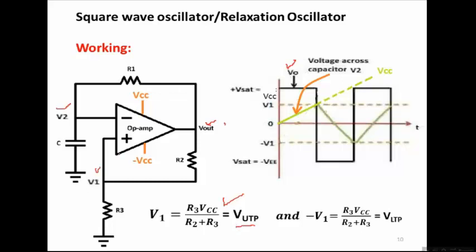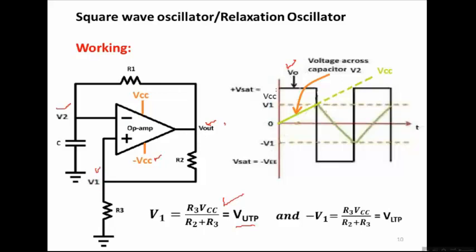That is, this op-amp now starts working as a comparator, and it would compare the voltage that appears at its terminals. Whenever the voltage of the negative terminal becomes higher than the positive terminal, the output would flip into the negative saturation level. So this voltage was equal to VUTP, and the voltage of the capacitor was increasing, and when it reaches the level set by these components, then the output would shift to the negative saturation.